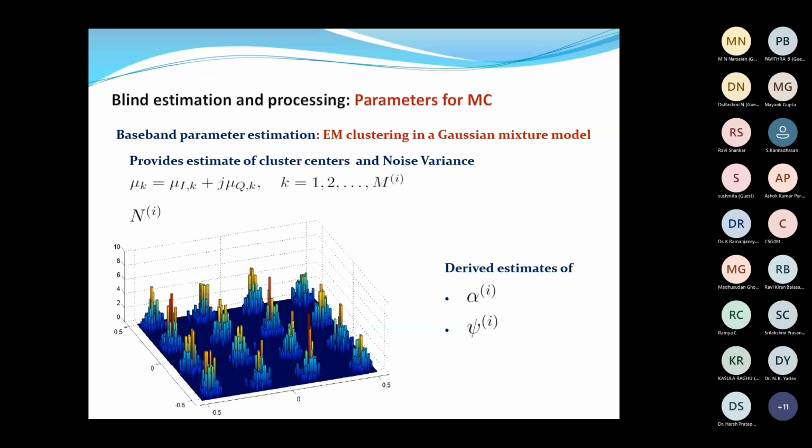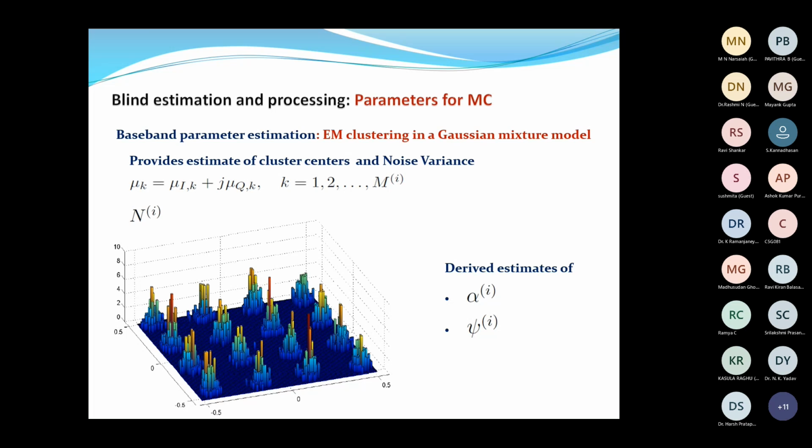Towards the parameter estimation for the modulation classification, we have employed the expectation maximization clustering algorithm using the model as Gaussian mixture model. And expectation maximization algorithm provides the estimates of the cluster centers and the noise variance. From there, we derive the parameters for the amplitude and the phase offset.